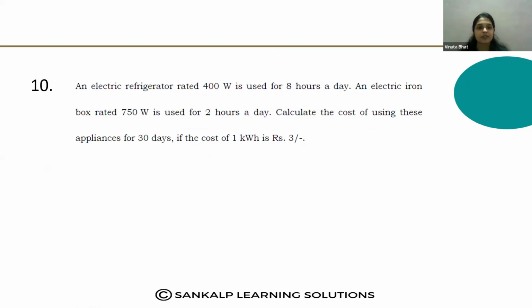An electric refrigerator rated 400 watt is used 8 hours a day. An electric iron box rated 750 watt is used for 2 hours in a day. Calculate the cost of using these appliances for 30 days if cost of 1 kilowatt hour is rupees 3.